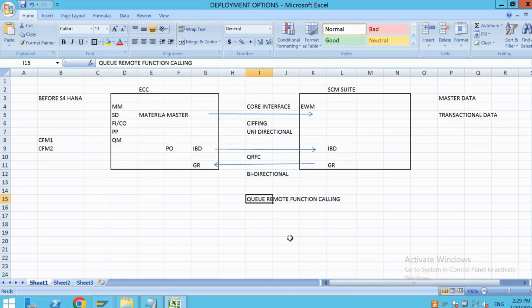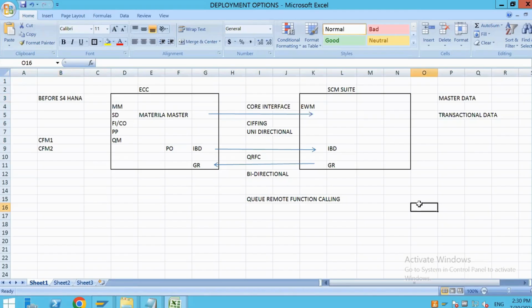Okay, this is how it used to happen before S4HANA. It is not the present situation. Sometimes you may be confused, because you may be deployed on an ECC version also. Still, I would say 20 to 30% of companies are running on this setup.